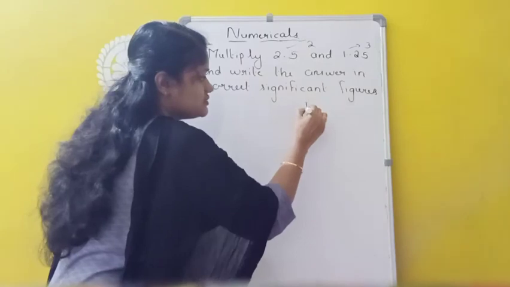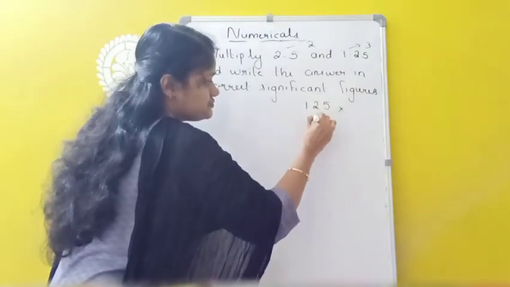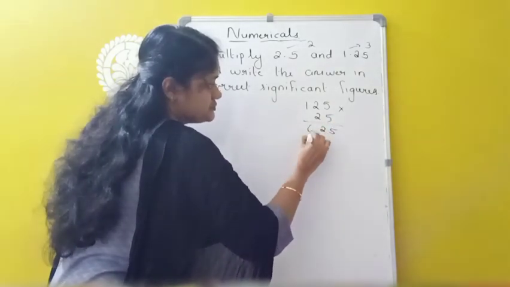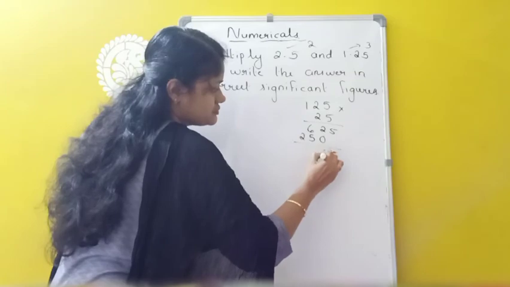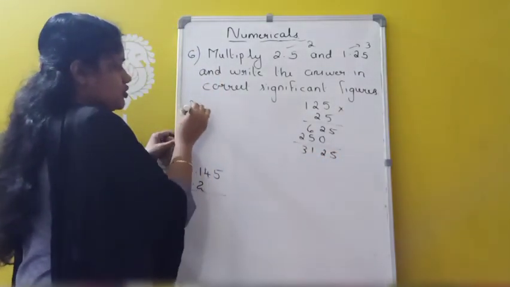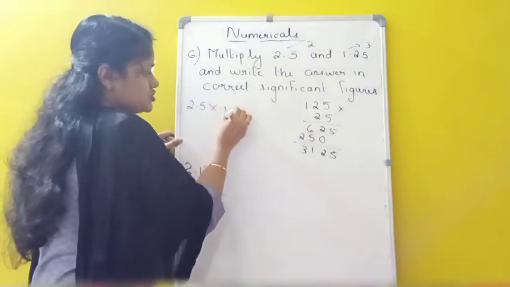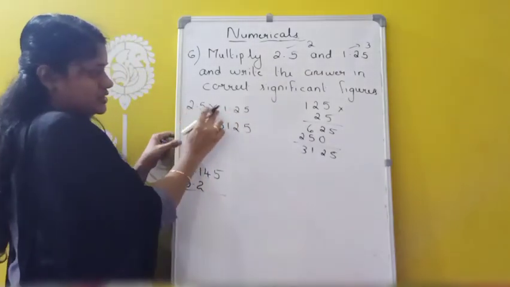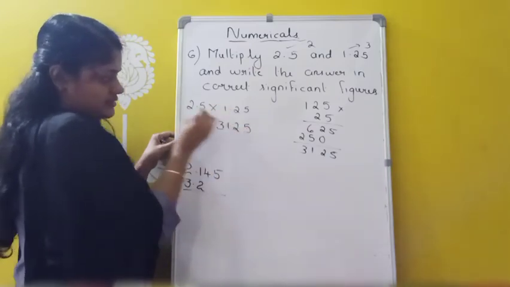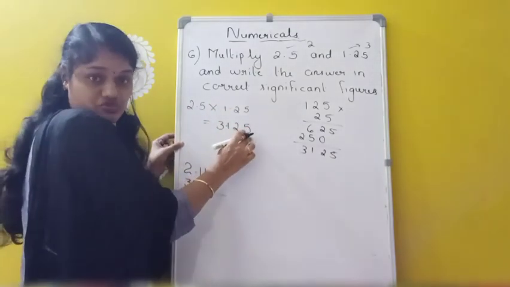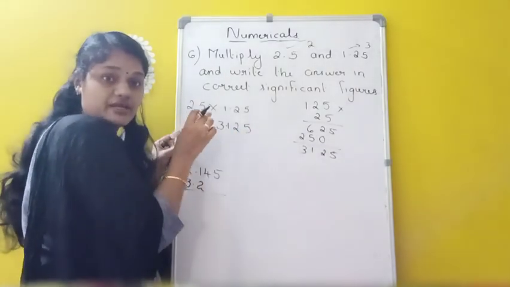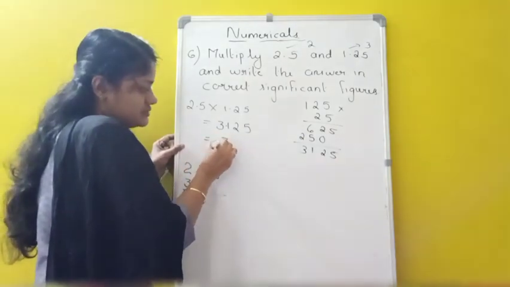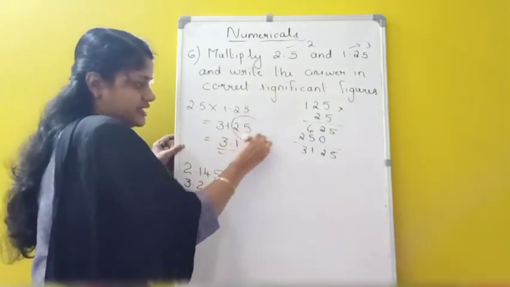Clear? So I am multiplying 1.25 into 2.5. So 2.5 into 1.25, I am getting 3125. After decimal 1, 2, 3, 3 digits. So this is the answer 3.125. But the standard form is it should contain only how many significant figures? 2 significant figures. That means the answer should be written as 3.1. The remaining digits we can neglect.